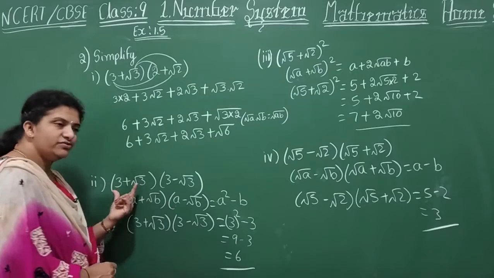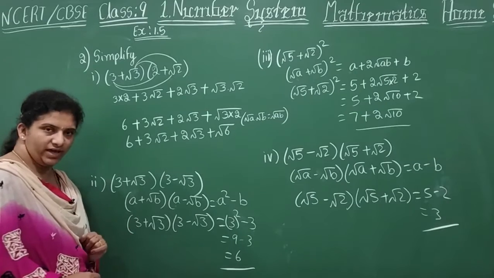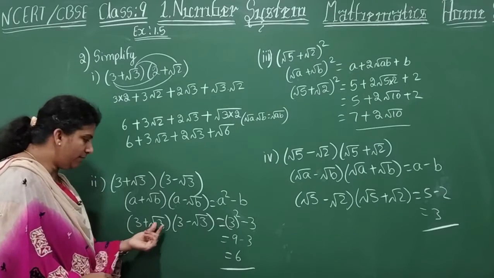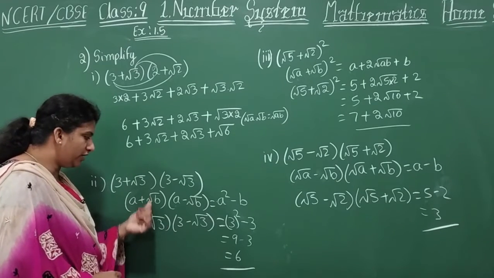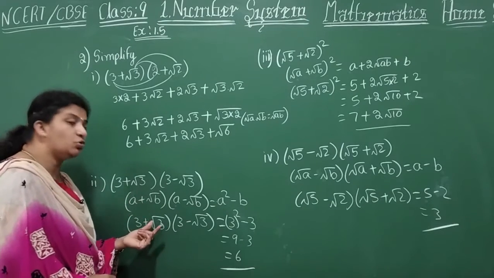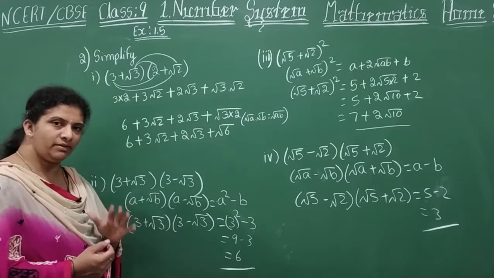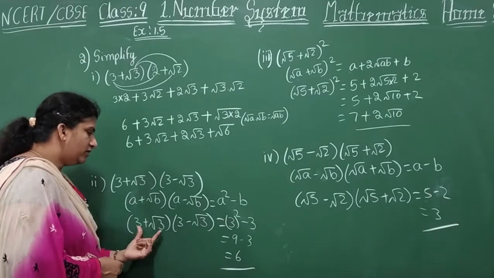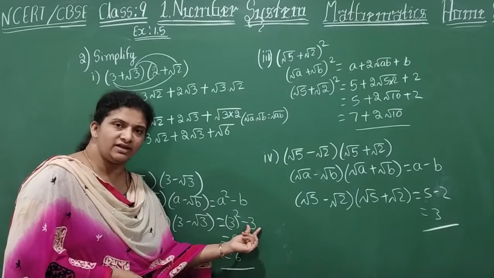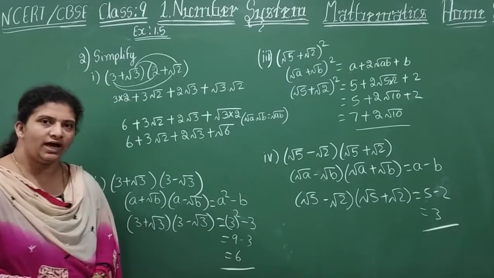Similarly, apply here. 3 plus root 3 into 3 minus root 3. What will it be? A square minus B square. What is A value here, children? 3. Okay, B value is also 3. According to the formula, if you take A plus root B into A minus root B, at that time your B value is 3. Okay, which identity you are taking, you just remember carefully. So now it is equal to A square, 3 square, minus B value, which is also 3. 3 3s are 9. 9 minus 3 will be 6 is your answer.